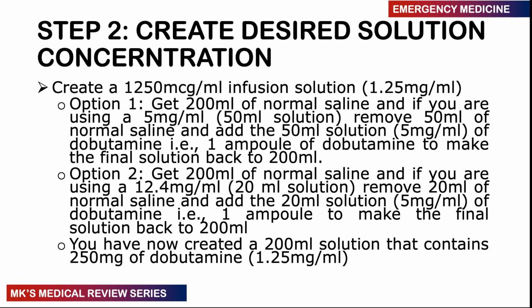So in essence, you can also give the nurse instructions: get 180 mils of the normal saline, then add 20 mils of this solution of dobutamine, 12.4 milligrams per mil solution, and make up the entire solution as 200 mils. I hope that makes sense. So you have now created a solution that has 200 mils and it's going to be containing 250 milligrams of dobutamine. So it's in a concentration of 1.25 milligrams per mil.